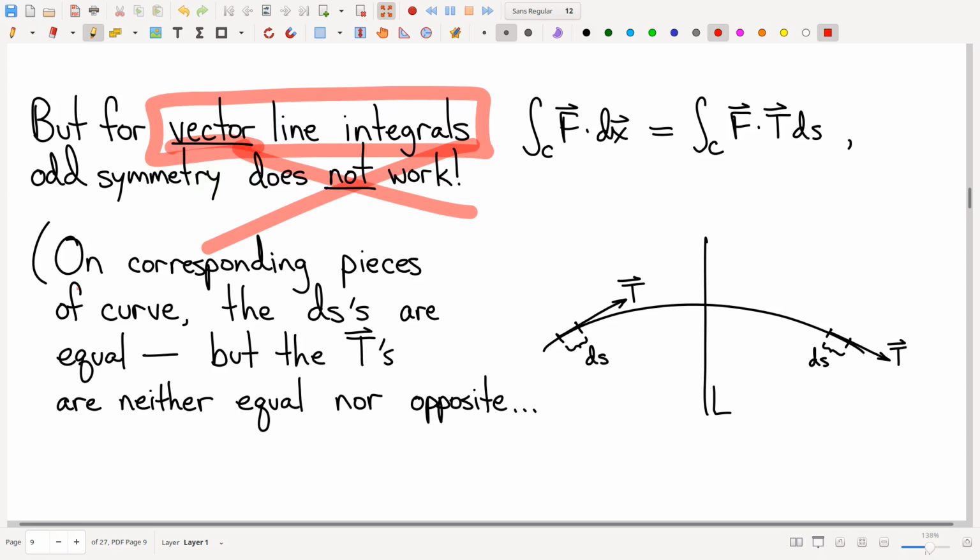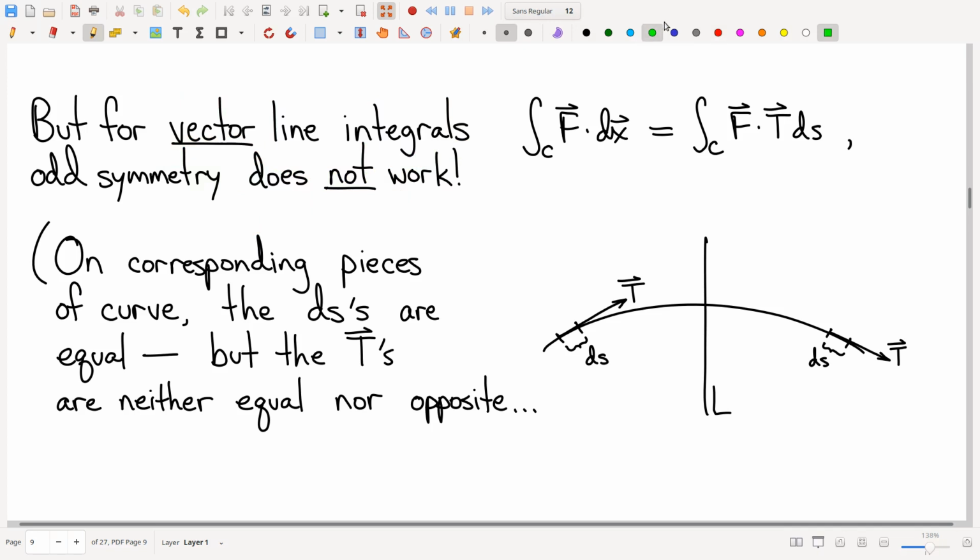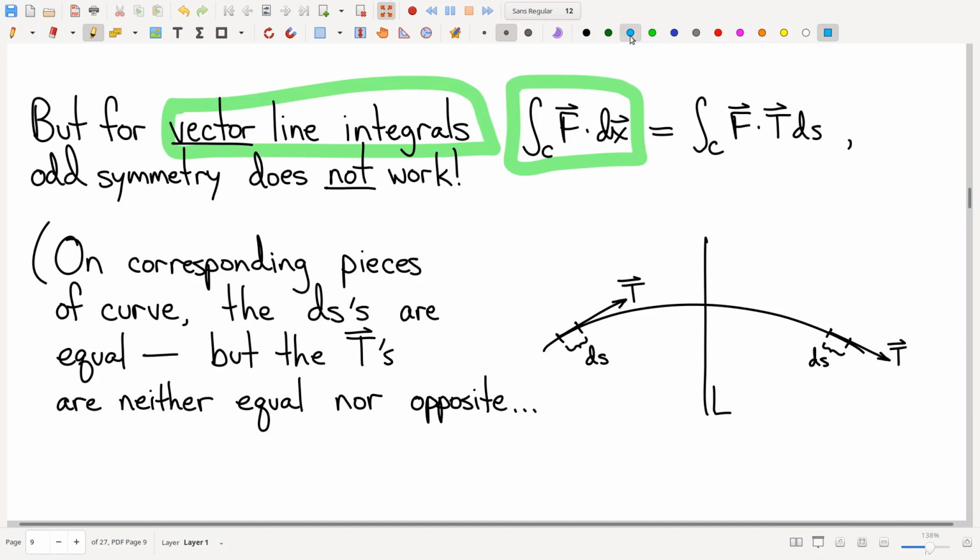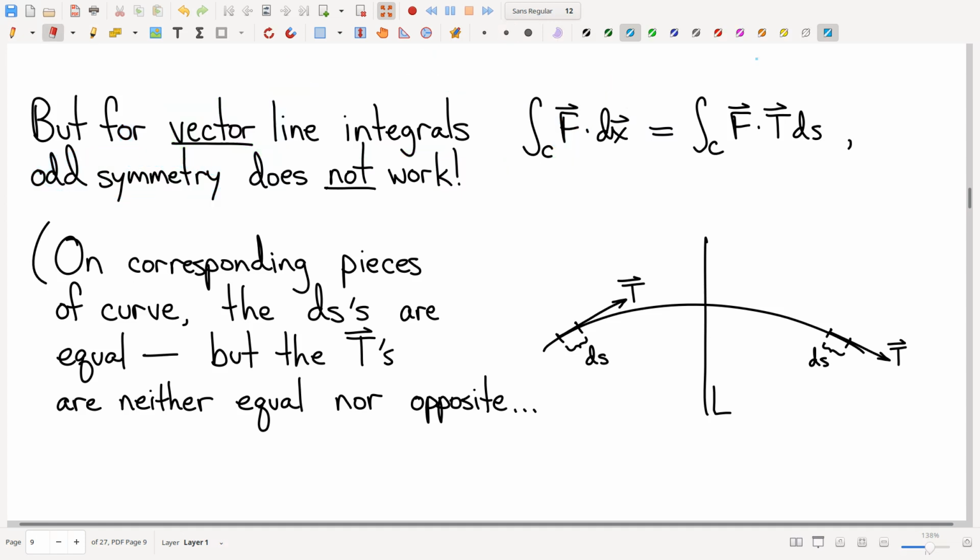Now, let me just try to give you some reasonable sense for why this would be. When I say vector line integral, we're talking about this. And when I say odd, I'm talking about the integrand, namely the vector field. If it were odd, I claim that would not be enough information to draw any good conclusions. Let's take this expression and rewrite it. I'm going to take this point of view on the vector line integral, because here I can explicitly see my ds on each side of the reflection.